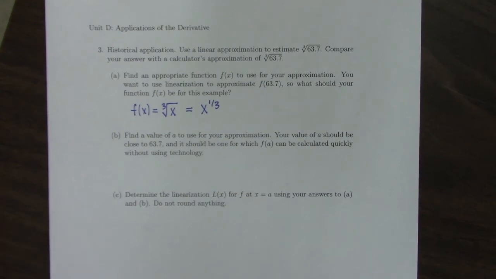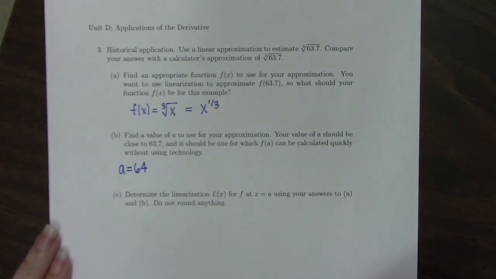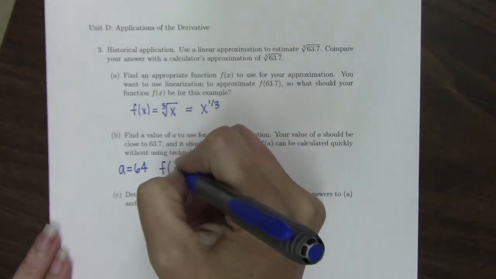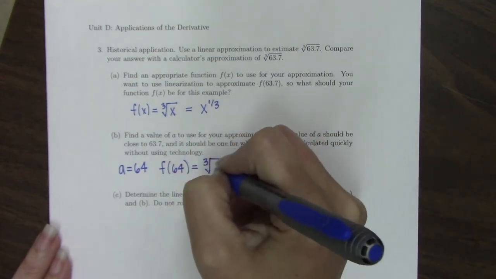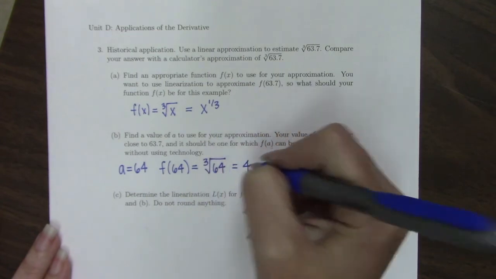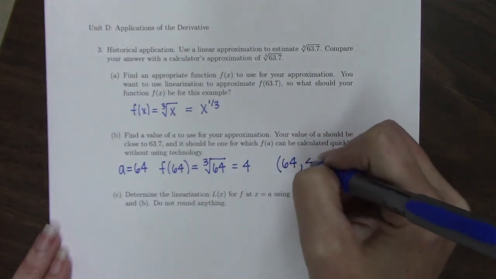Now we need to find a value a to use for our approximation. And remember, a needs to be a value that is close to 63.7 so that the line is a good estimator for the graph, but it should be one that we can calculate quickly without using technology. So we need to think of, are there any perfect cubes near 63.7? And the answer is yes, 64. And you can always test your value of a by plugging it into the original function, which we're going to need to do anyway to come up with our line. So f of 64 is the cube root of 64, which is 4. So the point on our line is (64, 4).